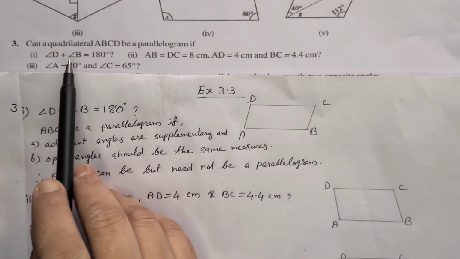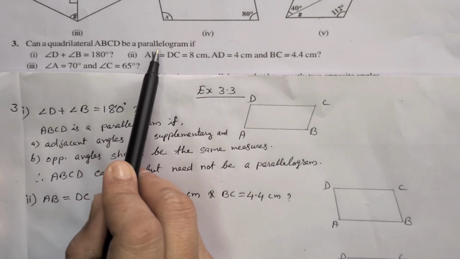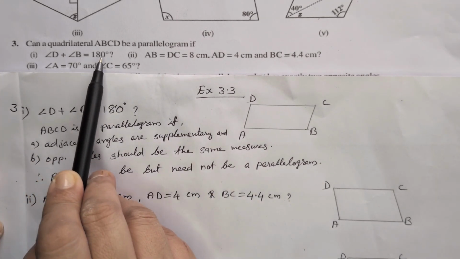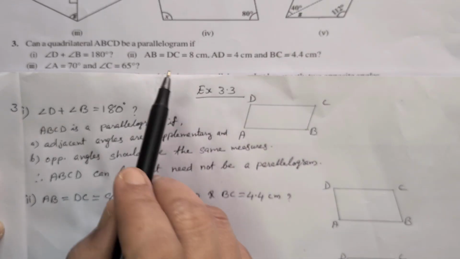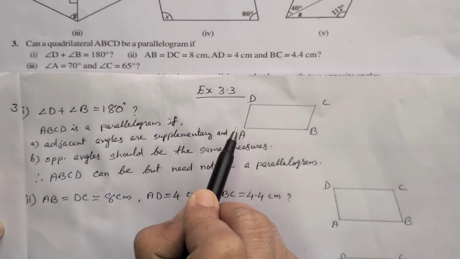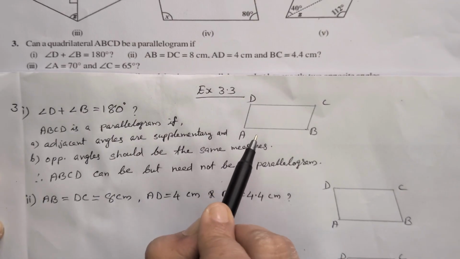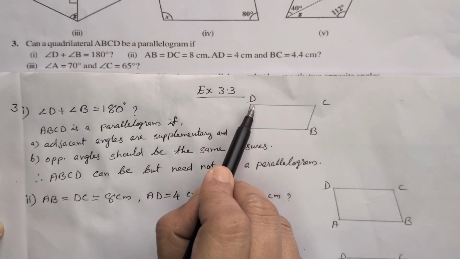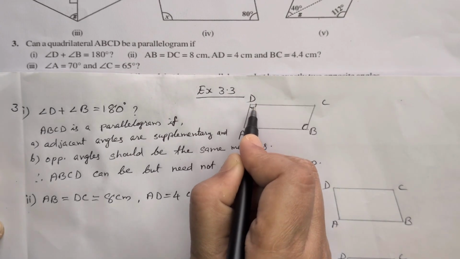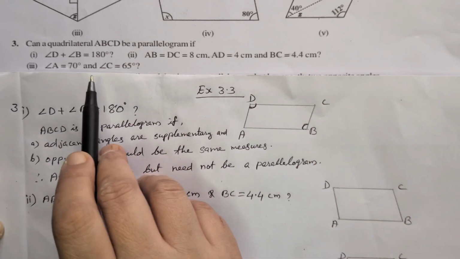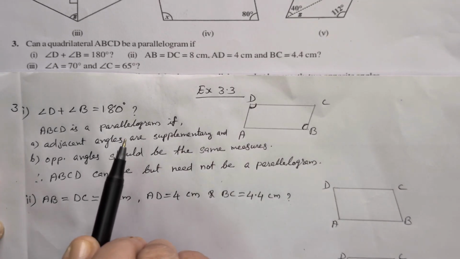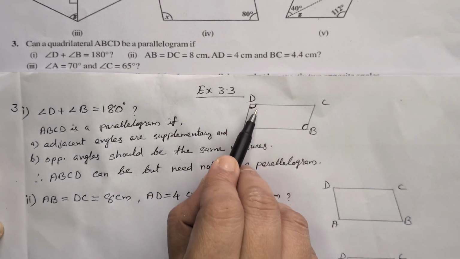Third question, can a quadrilateral ABCD be a parallelogram if angle D plus angle B is equal to 180 degree? To check whether ABCD is a parallelogram, we have to go through the properties of parallelogram. In a parallelogram, opposite angles should be equal. Here it is given angle D plus angle B is equal to 180 degree. It can be any measure then.